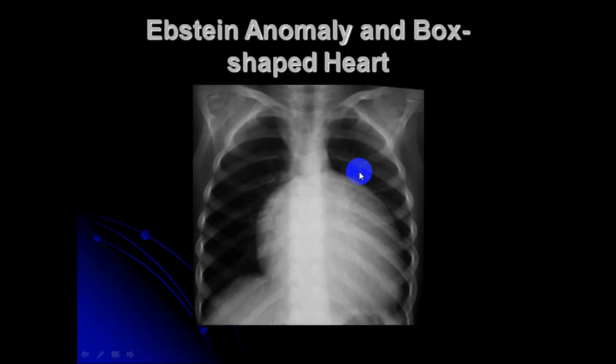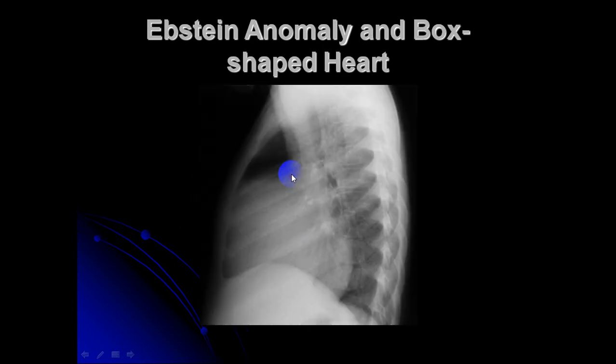While in Ebstein anomaly it looks like a box, what is called box shape, Ebstein anomaly.